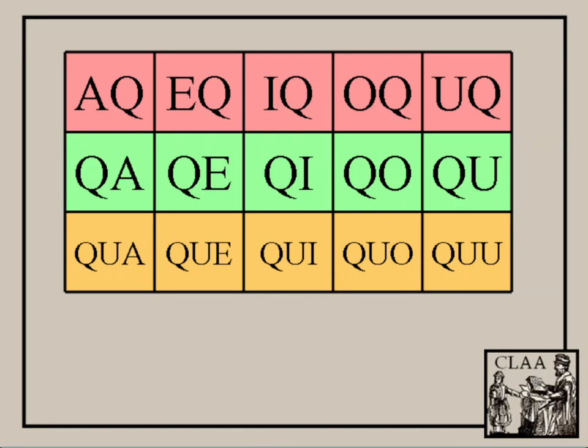Now let's read the orange row. Remember, these are the special syllables where ku is followed by u and then another vowel. Qua, kue, kui, kuo, ku. You may again want to practice these special syllables because usually when you see the consonant ku, it will be followed by the vowel u and another vowel.